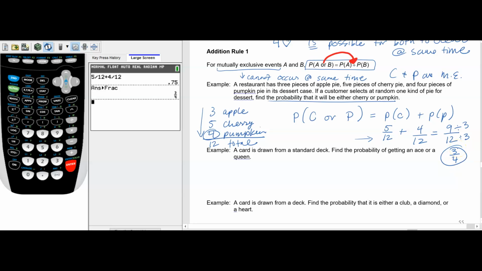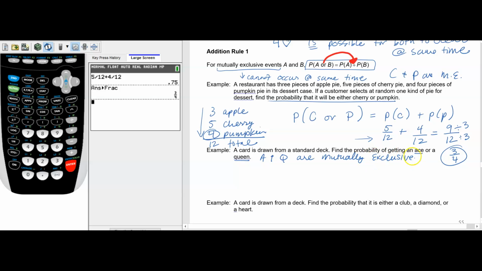Okay. Second example, so we draw a card from a standard deck of 52 cards. What's the probability of getting an ace or a queen? Now, it's not possible for a card to be both an ace and a queen at the same time. So ace and queen, we say, are mutually exclusive. They can't happen at the same time.